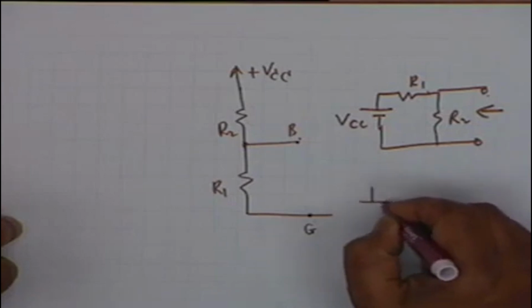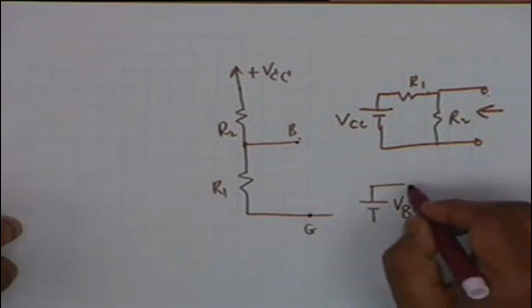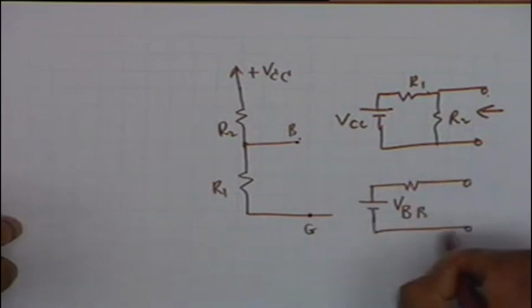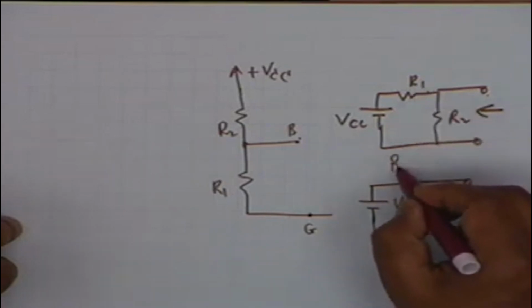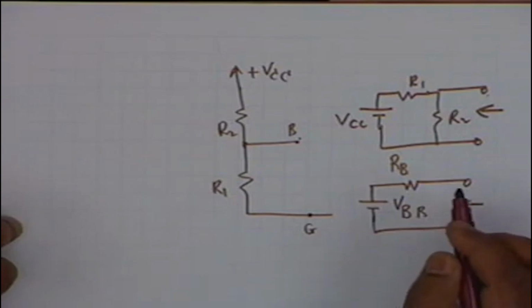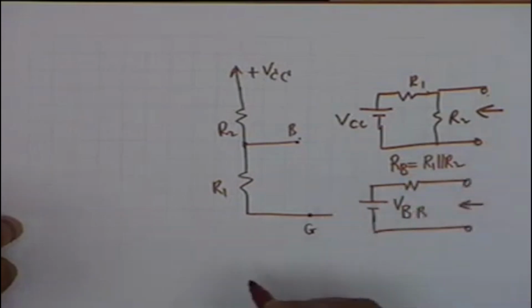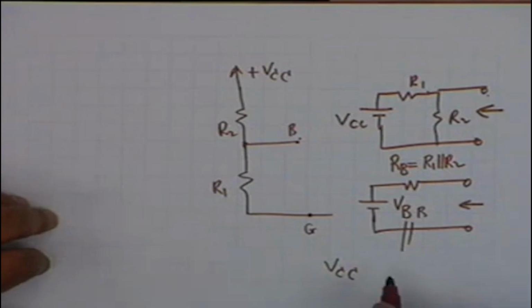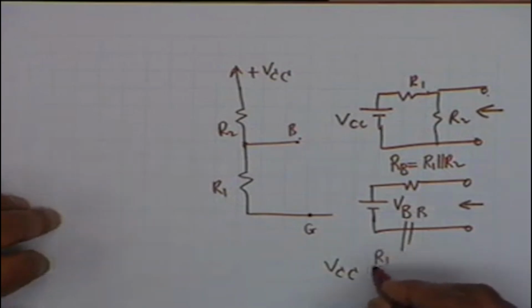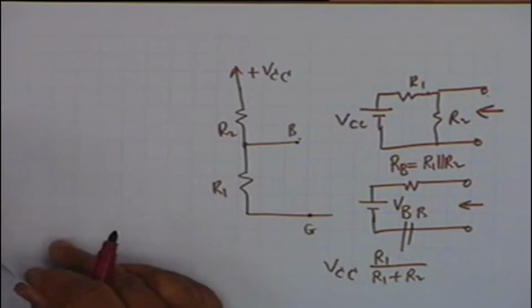and therefore this is simply equivalent to a Thevenin voltage, let us call this VBB, in series with a resistance which is the parallel combination of R1 and R2. We call this resistance capital R subscript capital B. This is R1 parallel R2, and VBB obviously is VCC multiplied by R1 divided by R1 plus R2. Now this, as you will see, greatly simplifies the analysis.